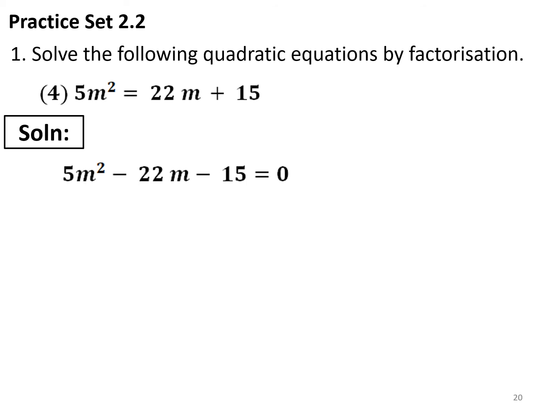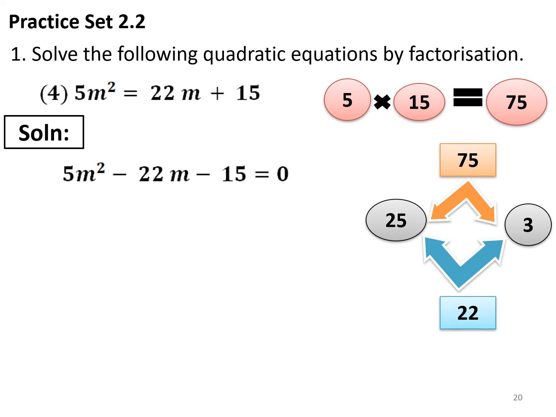Now we'll check the first and the last term on multiplication. 5 into 15 is equal to 75. So we need two numbers whose product is 75, and when we add or subtract them we should get 22. It's nothing but 25 and 3: 25 into 3 is 75, and 25 minus 3 is equal to 22. Now we'll simplify: 5m² − 25m + 3m − 15 = 0.